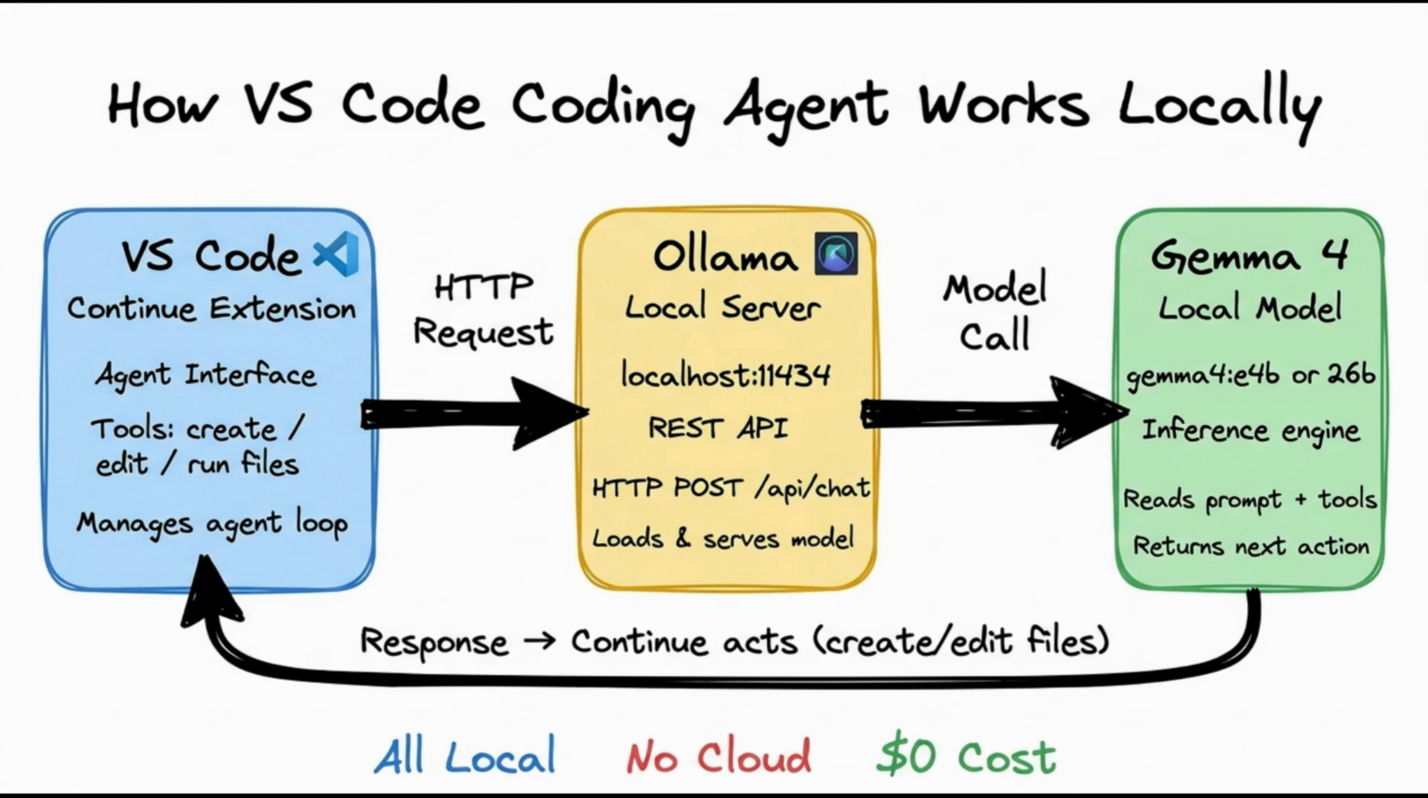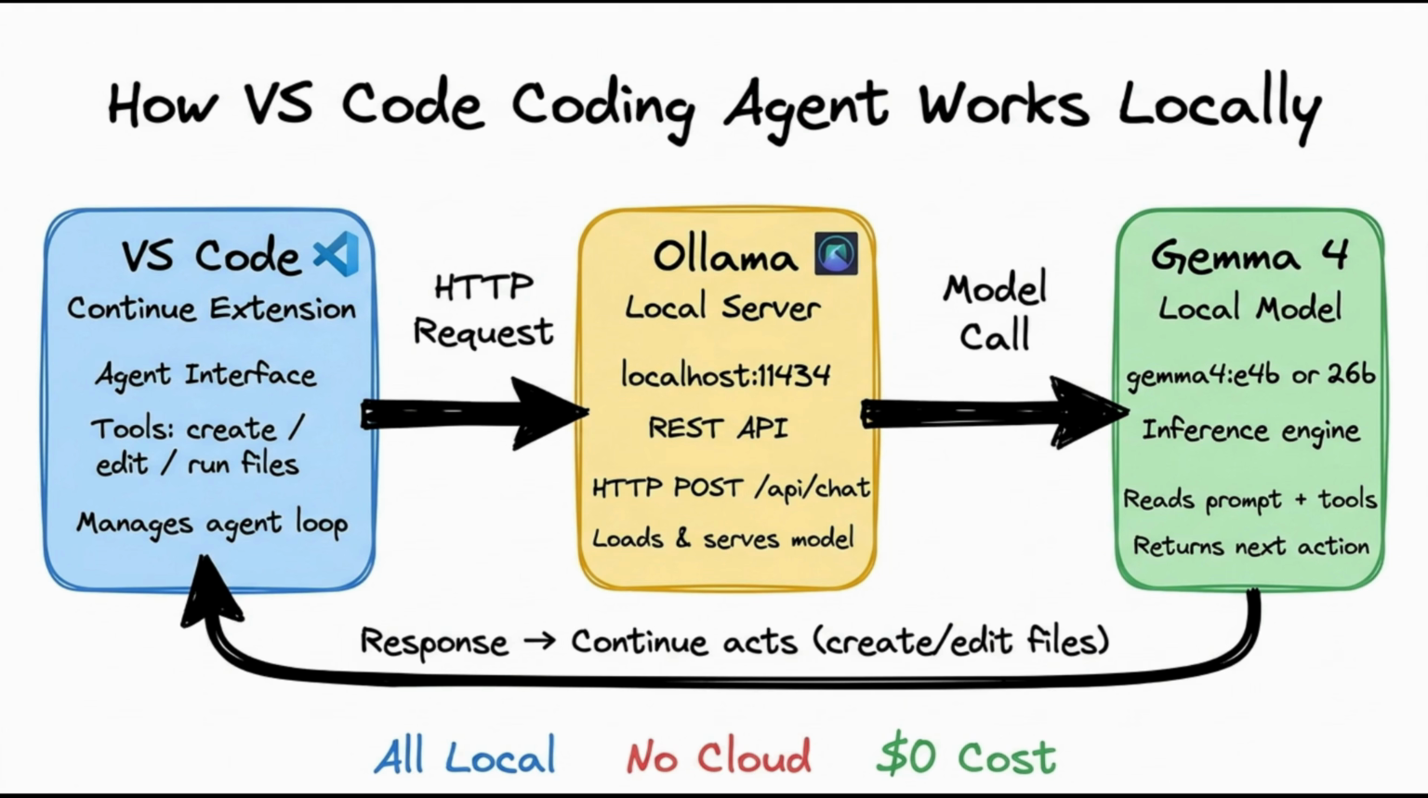Next, Ollama. This runs a local server on your machine at localhost port 11434. Think of it as a bridge between Continue and the model. Continue sends an HTTP POST request here with a prompt, Ollama processes it and serves the response back. And Gemma 4 is the actual intelligence, loaded into RAM through Ollama. This is what generates the code and makes the decisions.